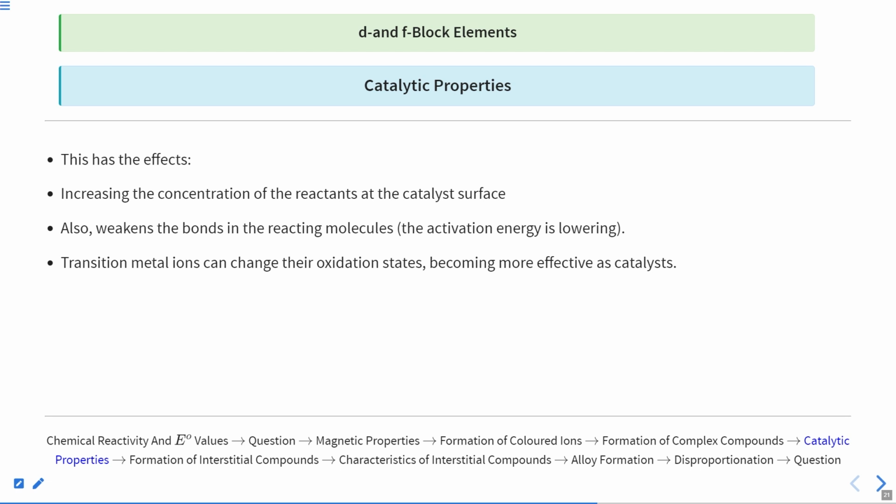Once it gets adsorbed, as I have told, it increases the concentration. It also weakens the bond between the reacting molecules, because they have formed bonds with the metal, and the metal has formed bonds by reducing the number of electrons in the bonding orbitals. Therefore, it is reducing the bond order, and therefore it is weakening the bond. Now, transition metals can change their oxidation state, and due to these three reasons, they act as catalysts.